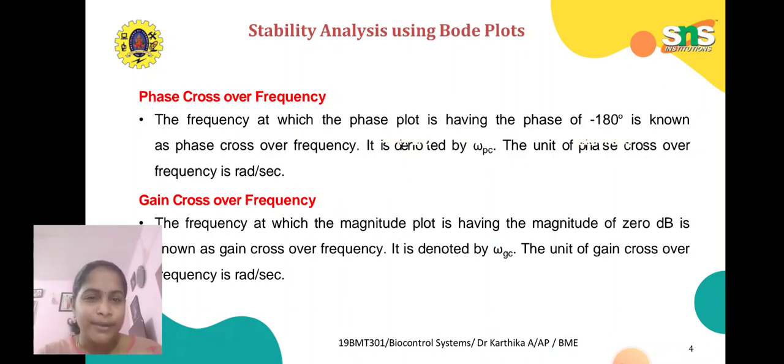Okay, what is this phase crossover frequency? Name itself says phase crossover frequency. The frequency at which the phase plot is having the phase of -180 degree is known as phase crossover frequency. It is denoted by omega pc. The unit of phase crossover frequency is radian per second. Gain crossover frequency: the frequency at which the magnitude plot is having the magnitude of 0 dB is known as gain crossover frequency. It is denoted by omega gc. The unit of gain crossover frequency is radian per second.